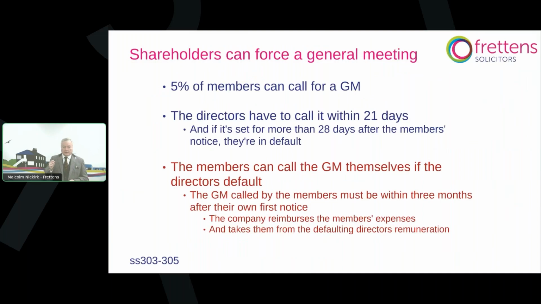What if the shareholders want to pass a resolution and the board of directors are dragging their heels about calling a general meeting of the members? In that case, the members have got the right to force the issue. It takes only 5% of the shareholders to do that. And if, having called the meeting following the statutory procedure, the directors don't get on and actually convene a meeting, then the shareholders have got the right to step in and call the meeting themselves.